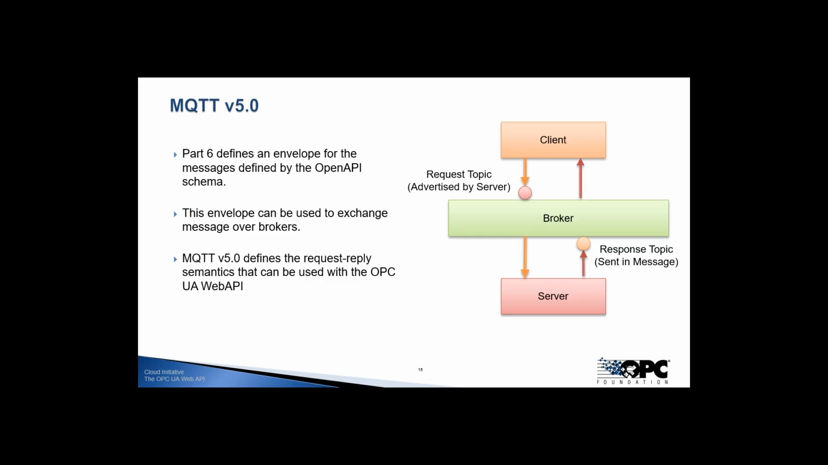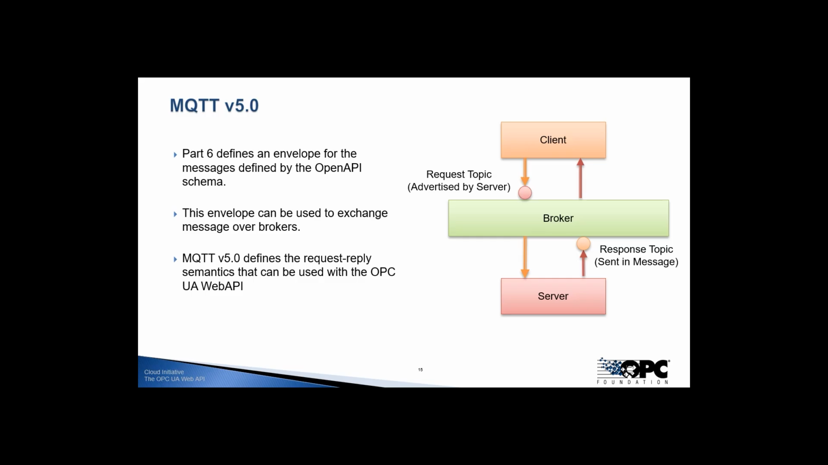So basically, the server would publish its request topic, and the client would send the request. When the client sends the request, it would send the response topic, indicating where it would want the response to go. So the server can then process it and send it back to the client. Even if it didn't know about the client in advance, it knows where it needs to send it because it was told in the message where it should go. It's a very simple capability, not a lot, but it's powerful.